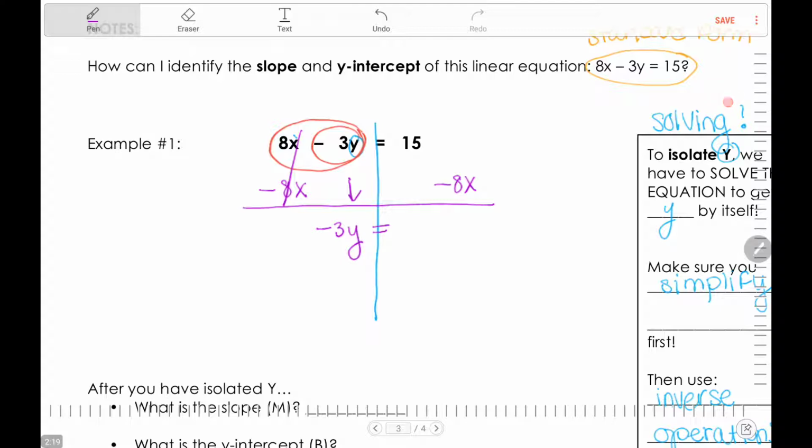Now, when I look at the right-hand side, are they like terms? Can I simplify 15 minus 8x? No, they are not like terms because of the x in one. There's no x in the 15, so I can't put them together. So when I write them, I'm going to leave them separate.